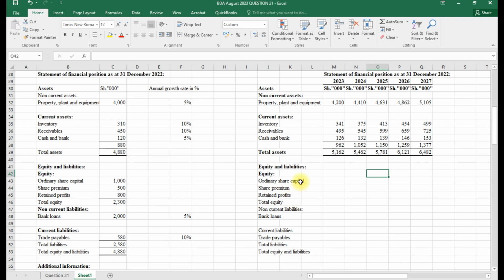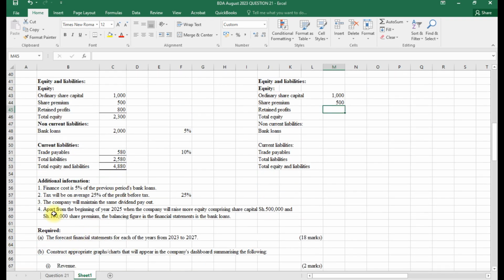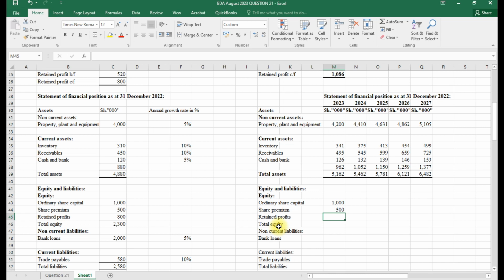When it comes to equity, equity will remain constant, and the share premium here, the value will be the same, and even this one, the value will be the same, 500. But we are told, apart from the beginning of year 2025, when the company will raise more equity comprising share capital. So this will be a constant for 2 years.